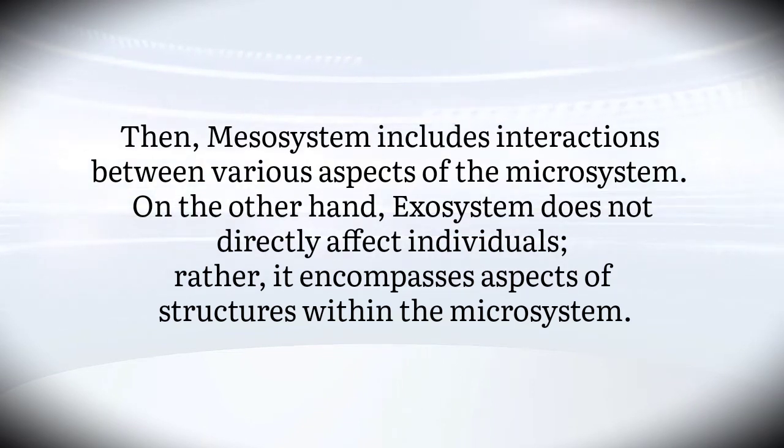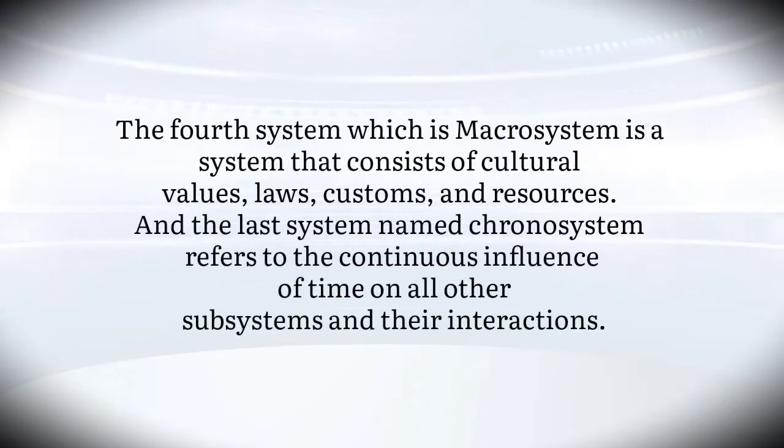On the other hand, the exosystem does not directly affect individuals. Rather, it encompasses aspects of structures within the microsystem. The fourth system, the macrosystem, consists of cultural values, laws, customs, and resources. And the last system, named chronosystem, refers to the continuous influence of time on all other subsystems and their interactions.